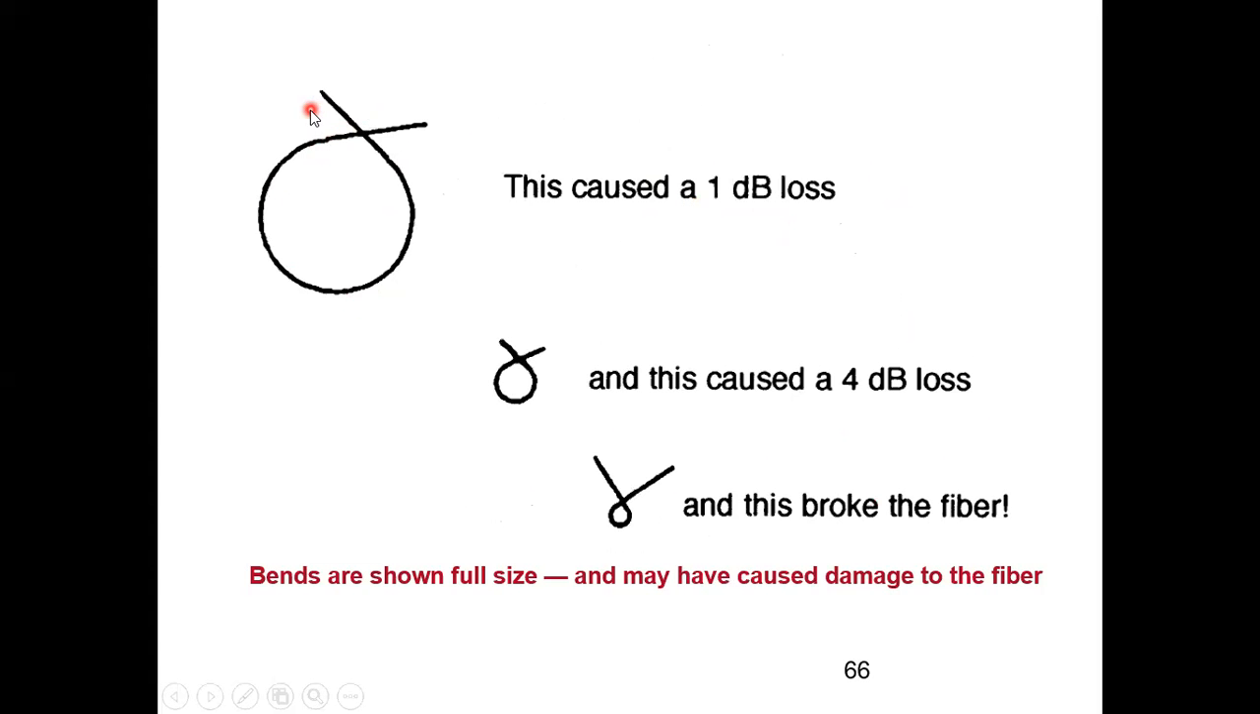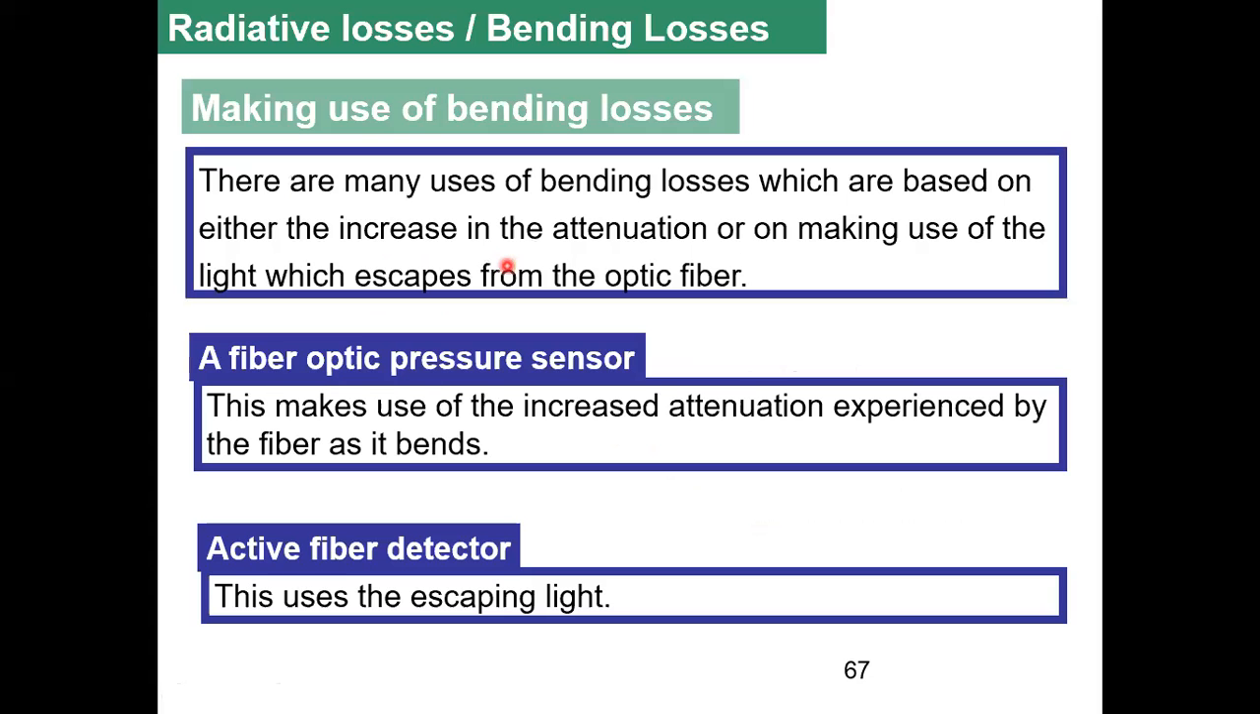Suppose ऐसा bend किया मैंने fiber while laying down. Here you can see this causes 1 dB loss. वापस और छोटा bend किया. So this causes 4 dB loss. उससे ज़्यादा भी bend करने जाओगे तो यहाँ पे loss होगा ही नहीं. The fiber will break. So now it is up to us, when I am laying down the fiber, how much bend I can put. So less the bend, less will be my losses.